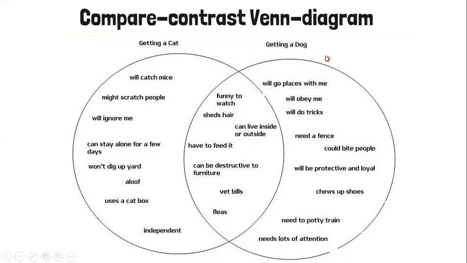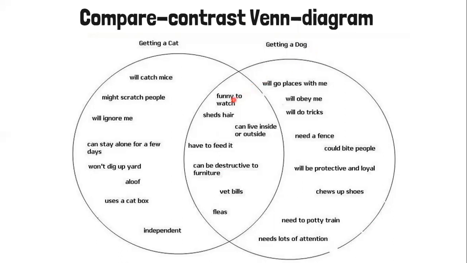So as you can see, these 2 circles are intersecting here, which means this is part of this circle, and at the same time, it's part of this circle. So here we write information which belongs to this topic and the other topic, which means whatever is written here in this intersection space belongs to both of them, which means it is a similarity. So for example, getting a cat versus getting a dog. I have here a very simple topic to make everything clear for you.